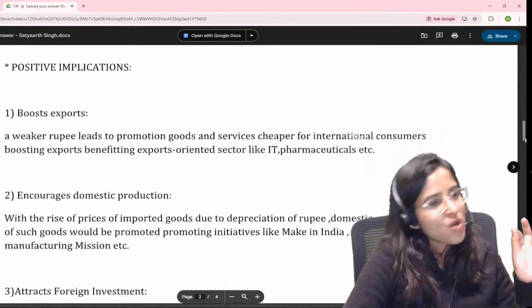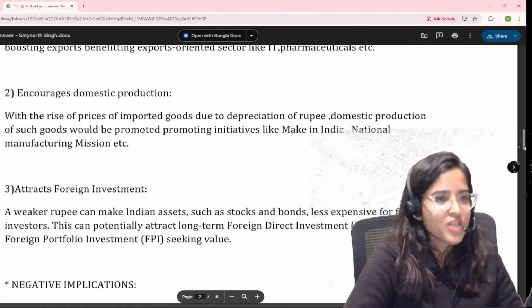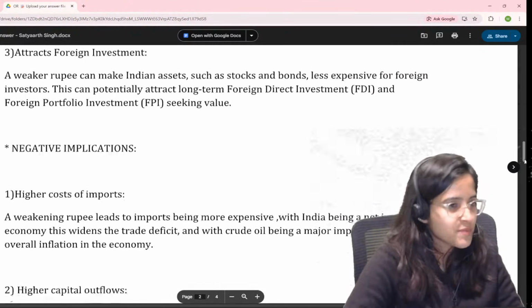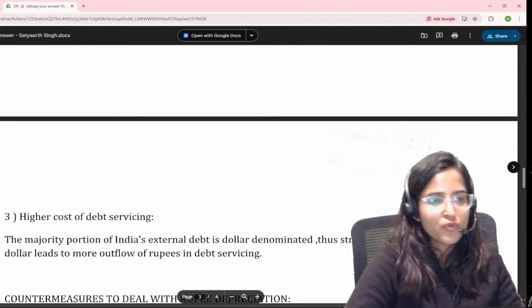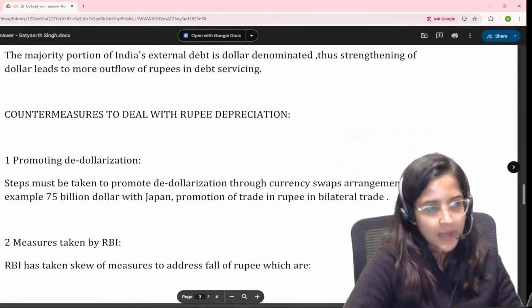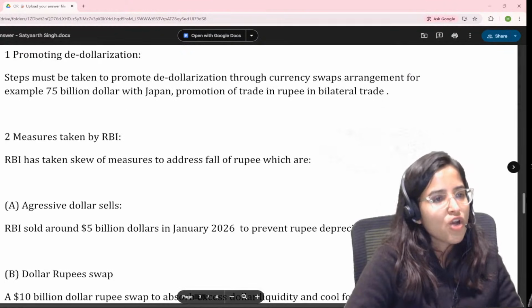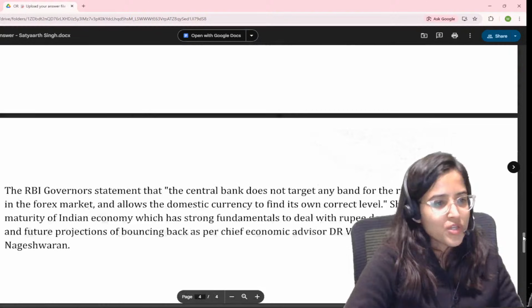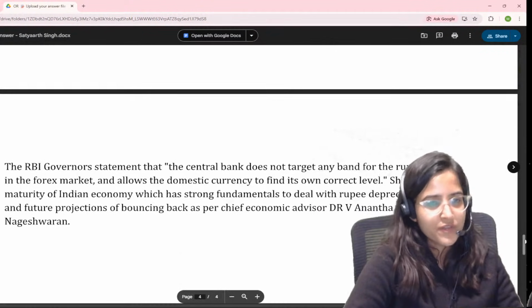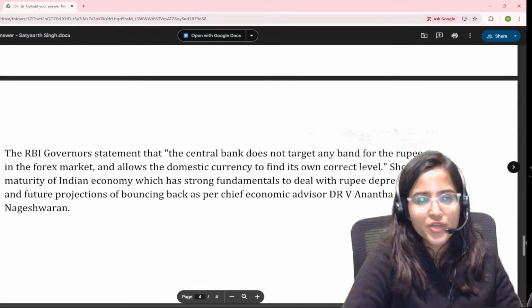Then implications, positive implication, it boosts exports, encourages domestic production, attracts foreign investment. Good. Negative, higher cost of imports, higher capital outflows, higher cost of debt servicing. Okay. Countermeasures, promoting de-dollarization, measures taken by RBI. Okay, swaps and all you've mentioned. And promotion of exports and FDI. Good. Satyarth, your answer is pretty good.